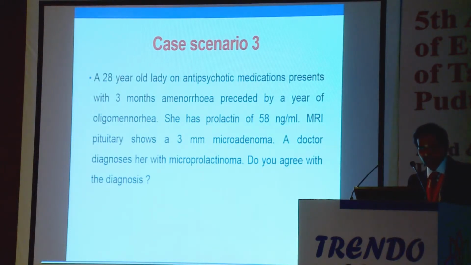There is a 28-year-old lady on antipsychotic drugs who presents with 3 months of amenorrhea, preceded by a year of oligomenorrhea. She has a prolactin of 58 nanograms per ml, the normal being 5 to 25. The MRI pituitary shows a 3 millimeter microadenoma. Her doctor diagnoses her with microprolactinoma. Do we all agree with the diagnosis of microprolactinoma in this scenario? Actually, this is yet another incidentaloma. History-wise, we will have to analyze and come to a diagnosis. I will deal with this again.